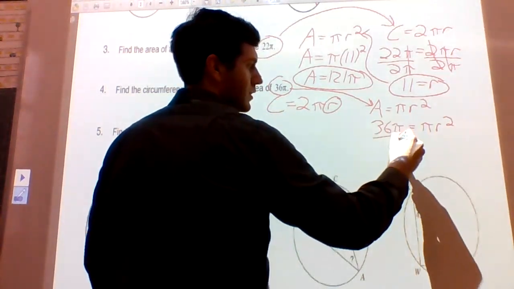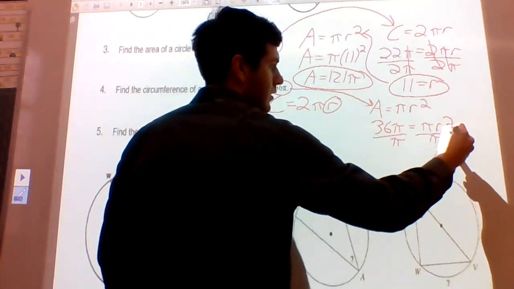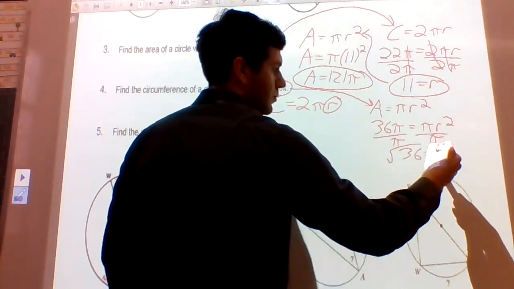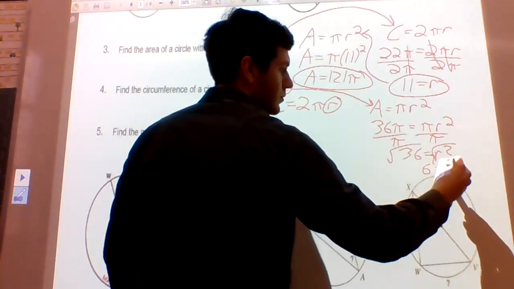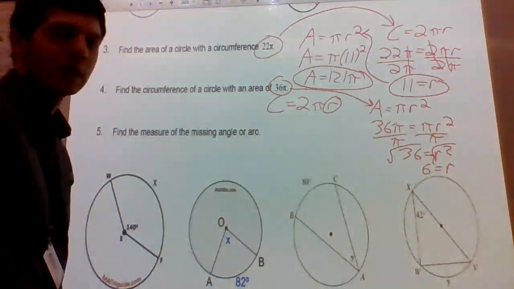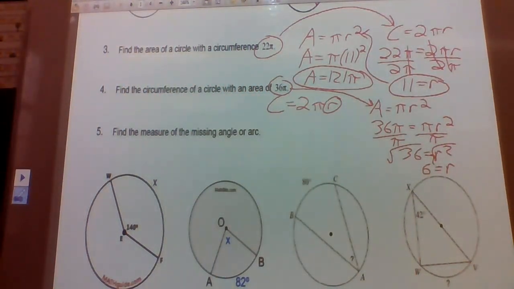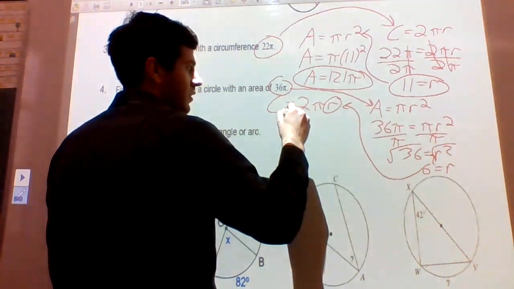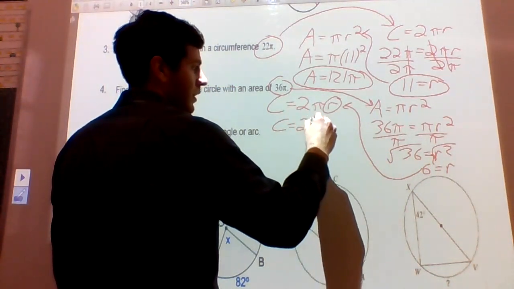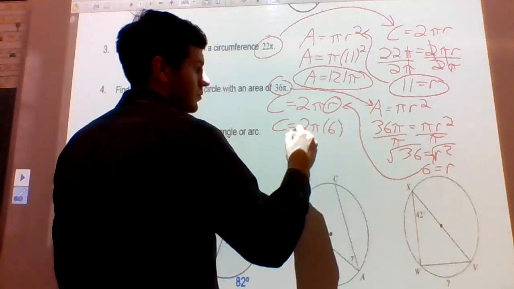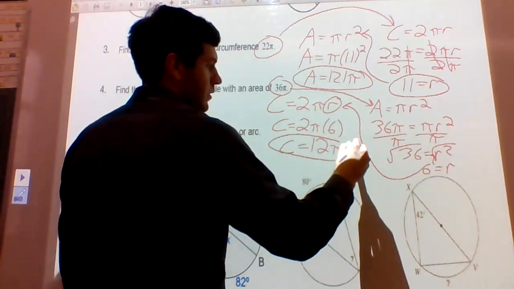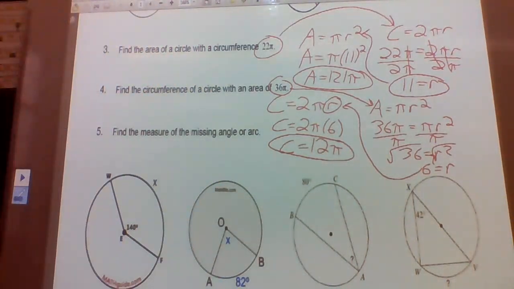If we divide both sides by pi, we get 36 equals r squared. Square root both sides. We get plus or minus 6 equals r, but we can't have a negative radius, so it's just going to be positive 6. We can then substitute positive 6 in for r. So circumference equals 2 pi times 6, which is 12 pi, or 38 point something.